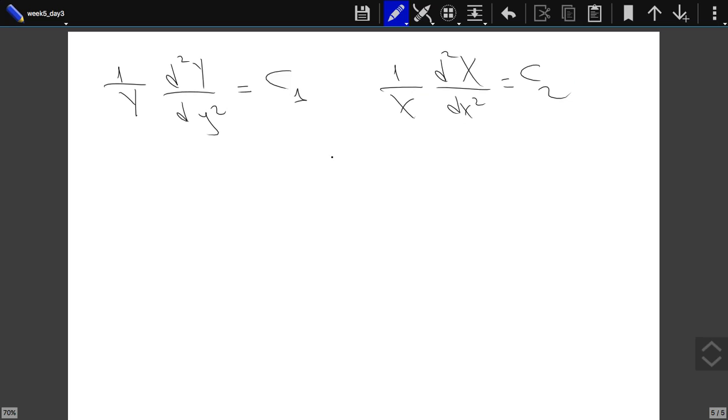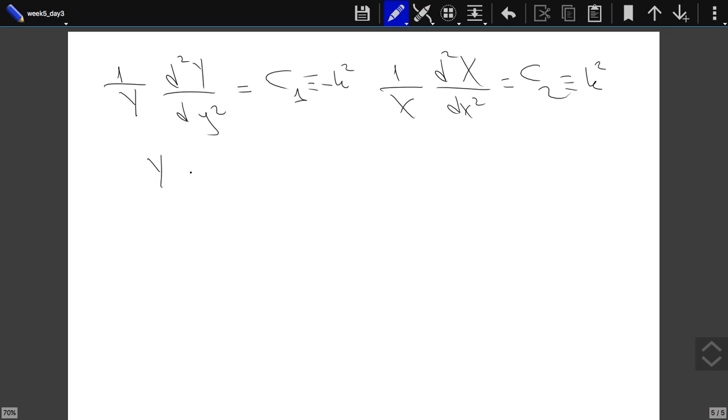Since C1, we said that it has to be negative, let's call it minus k squared. C2 is plus k squared. I don't know what this k is yet, but for each possible value of k, we will see which values are possible in a moment. For each possible value of k, I have these x and y functions which satisfy the boundary conditions at the top and the lower plane.